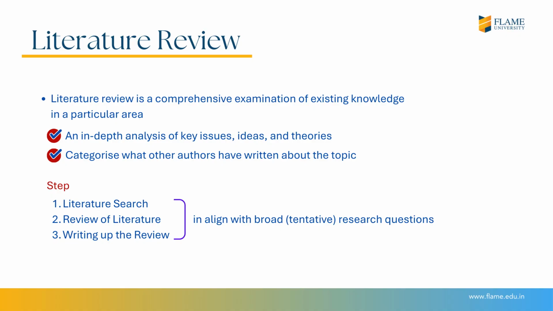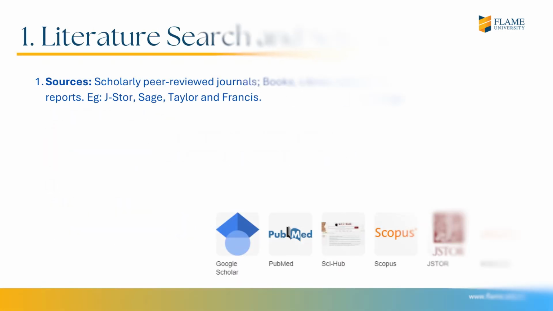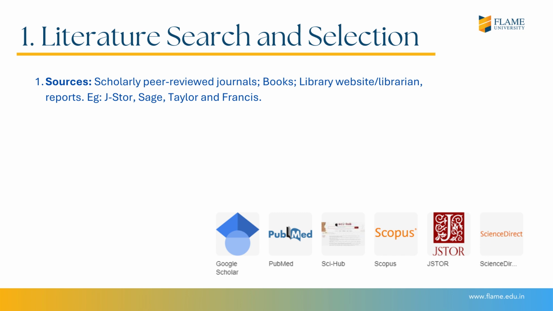How to review the existing literature? There are three steps: literature search, reviewing the selected literature, and writing the review. Searching and selecting are done in alignment with your research problem and broad research question. The first step is to find the literature source. Search your literature from reliable sources. Peer-reviewed journals, academic books, and institutional repositories are considered as reliable sources.